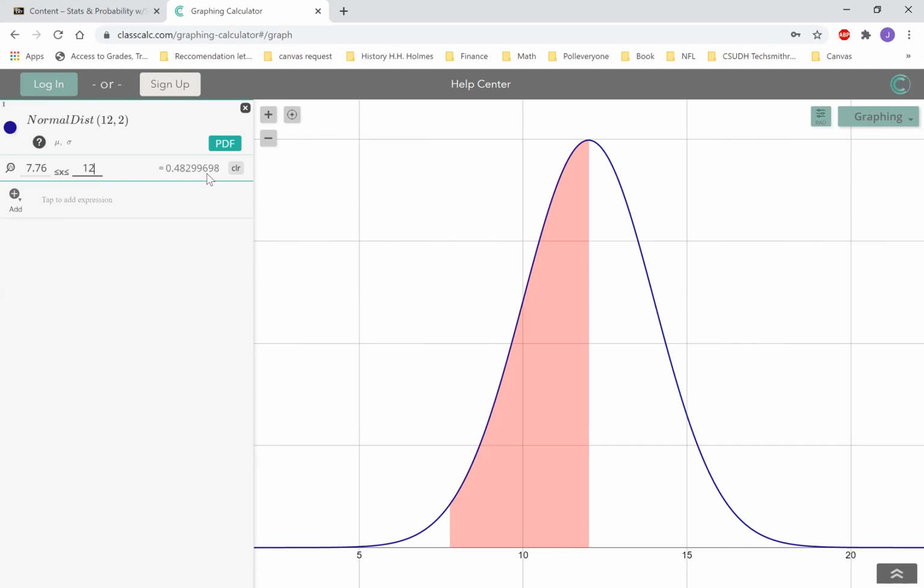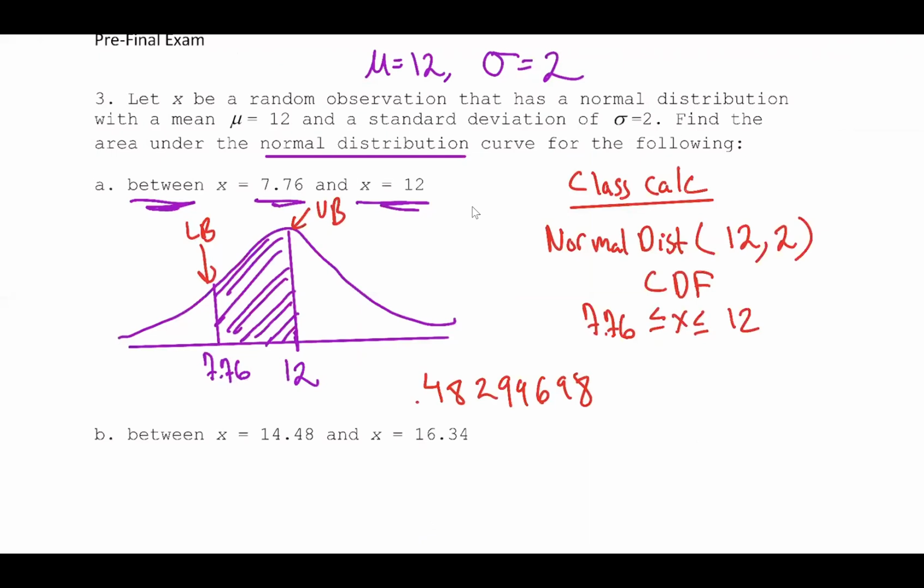So I'll say 0.482999698. Any question on how to do it in Class Calc? All right, so that's A.